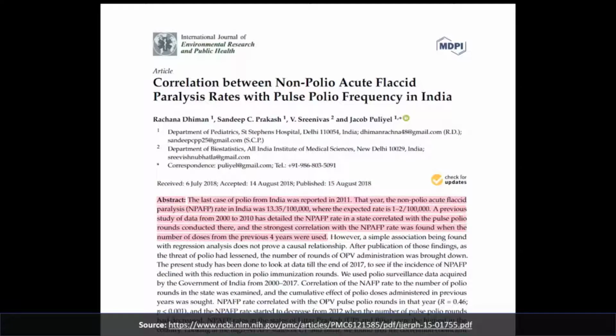A previous study of the data from 2000 to 2010 has detailed that the NPAFP rate in a state correlated with the pulse polio rounds conducted there, and the strongest correlation with the NPAFP rate was found when the number of doses from the previous 4 years were used. I'm going to show you what that means.